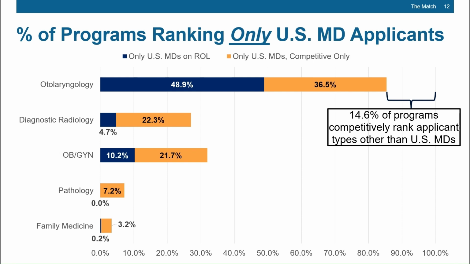The orange bar represents the percent of programs ranking only USMDs in the competitive section of the rank order list, but did rank other applicant types on the remainder of the role. If we add the blue and orange bars together, we get the percentage of programs who only rank USMDs competitively. For example, while 85.4% of ODO programs ranked only USMDs competitively, 14.6% of programs competitively ranked at least one applicant who was not a USMD. In the remaining 4 specialties, it is common to see programs competitively ranking other applicant types.